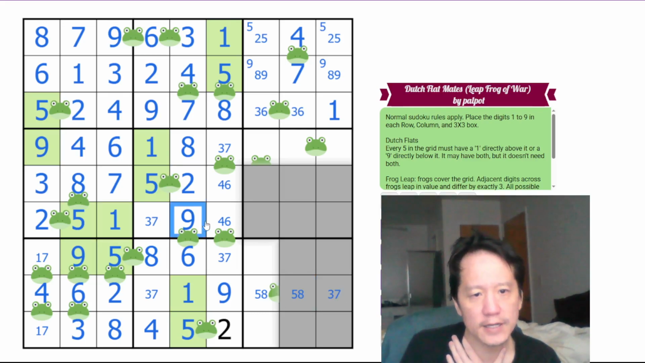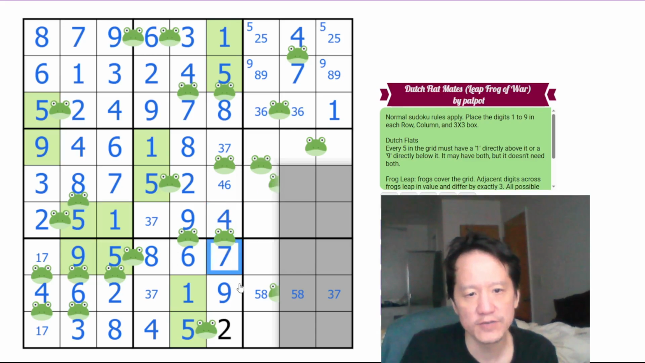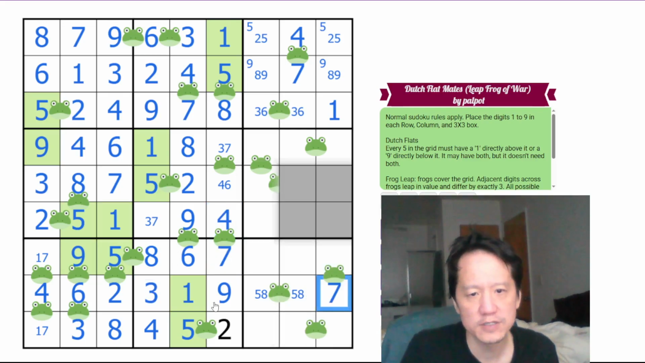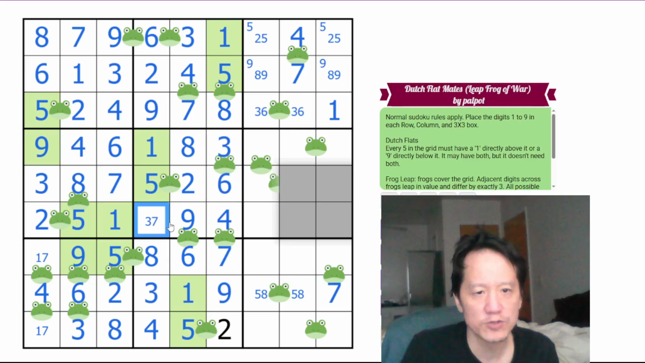This 9 could not be next to a 6 because then there would be a frog next to it. So this must be 4. This must be 7, which makes this a 3, which makes that a 7. This must be a 6, which makes this a 3, which makes that a 7.